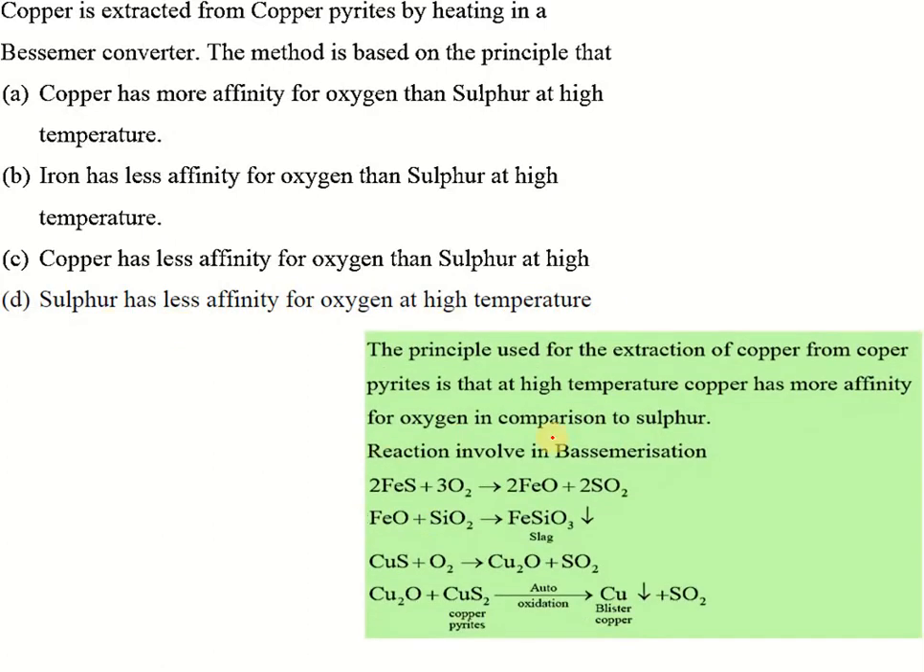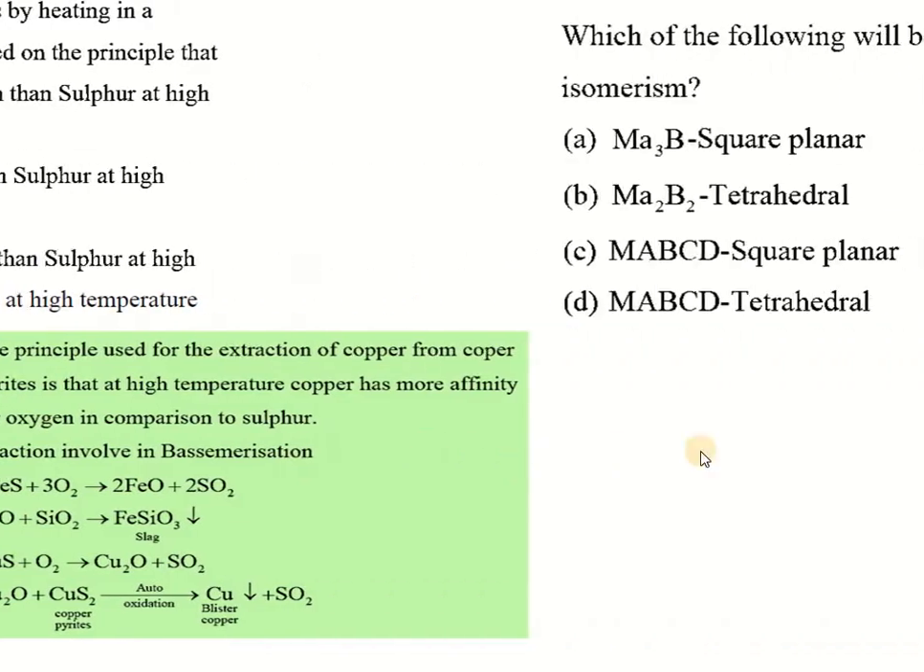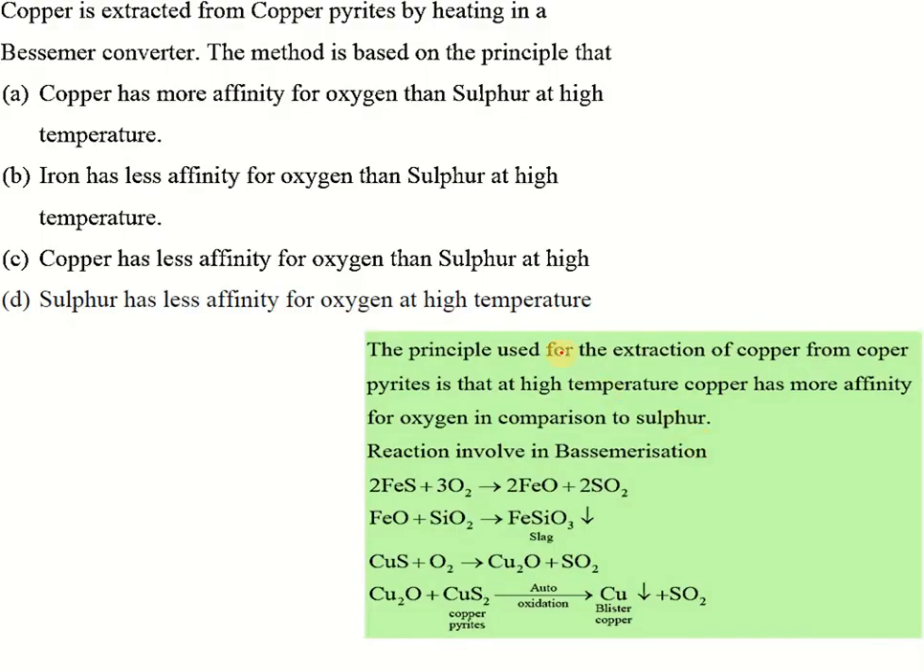To know all these things, if you see the Bessemerization reaction equations, in the textbook they have given one statement: for copper pyrite at high temperature, copper has more affinity for oxygen in comparison to sulfur. That indicates that copper has more affinity for oxygen than sulfur at high temperature. So option A is the right option for this question.